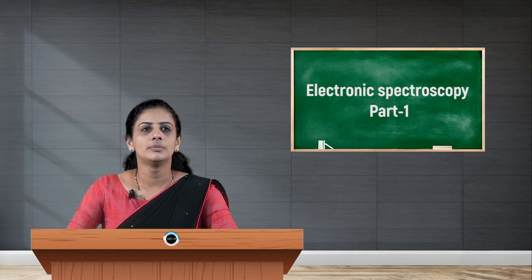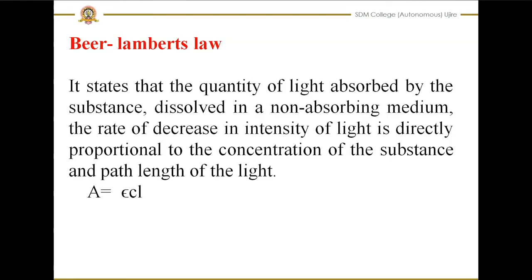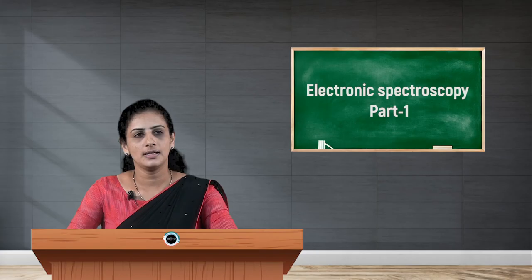Then the Beer-Lambert law. It is the combined law, and it states that the quantity of light absorbed by a substance dissolved in a non-absorbing medium, the rate of decrease of intensity of the light, is directly proportional to the concentration of the substance and the path length of the light. So it is given by A is equal to epsilon into C into L, where C is the concentration and L is the path length of the solution.